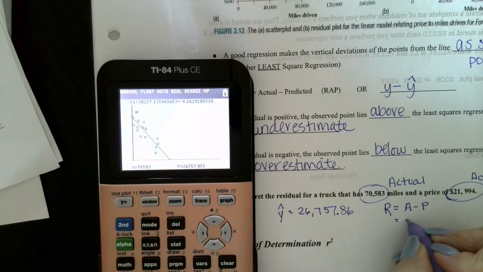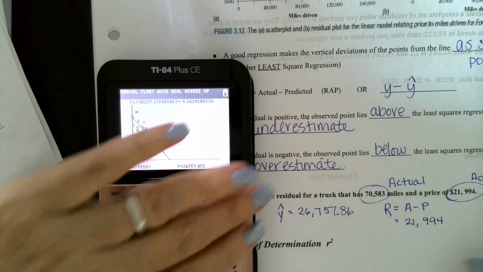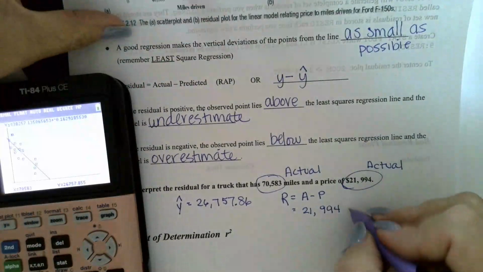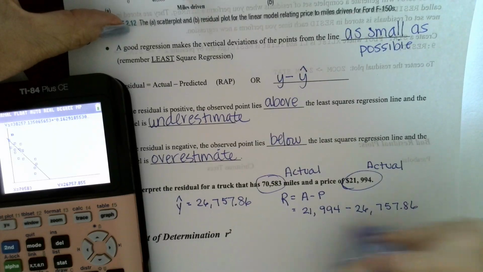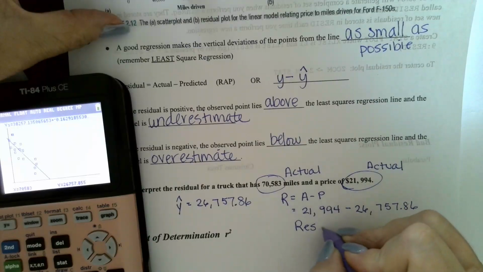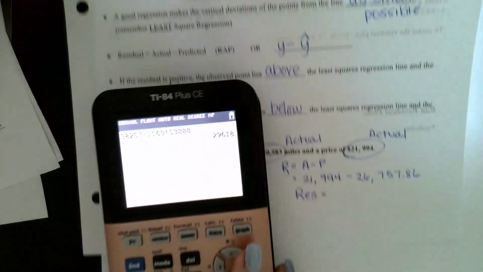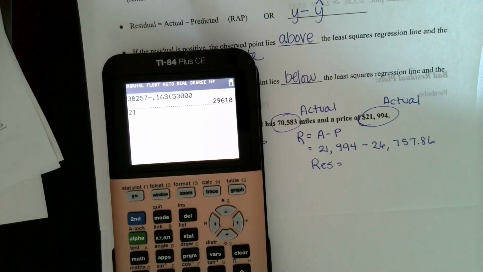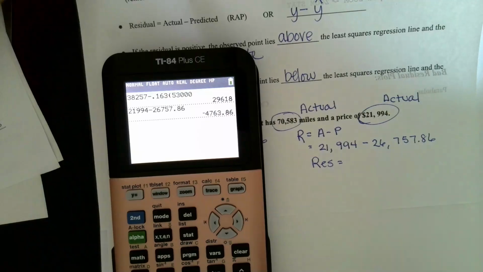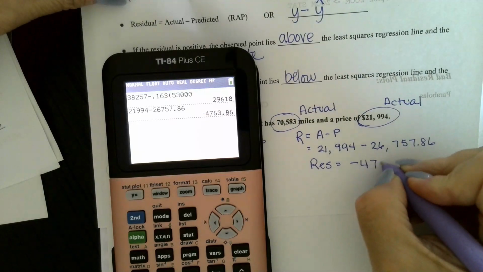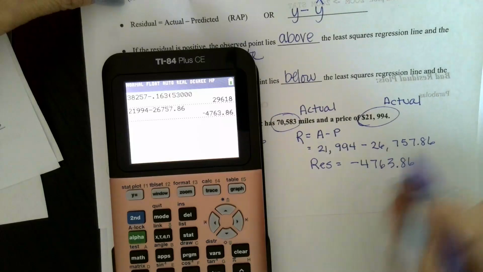Okay, so my residual is my actual minus my predicted. So my actual was 21,994. And my predicted was 26,757.86. So my residual right here is going to be the difference of those two. So negative 4,763.86.